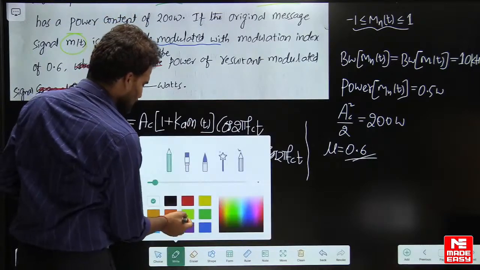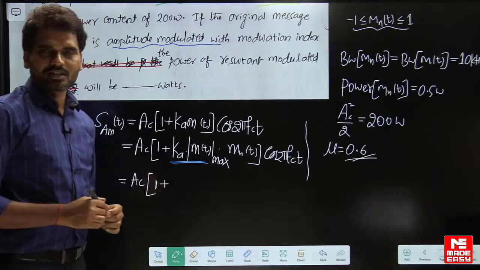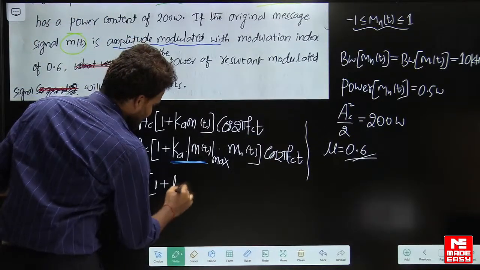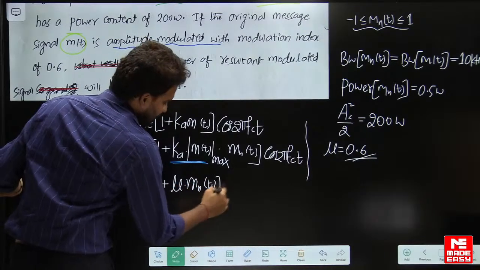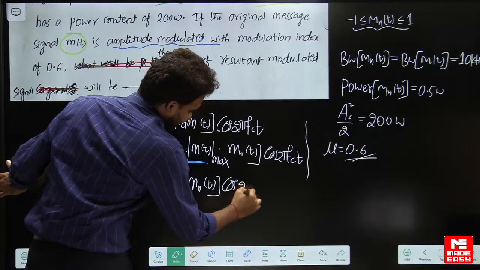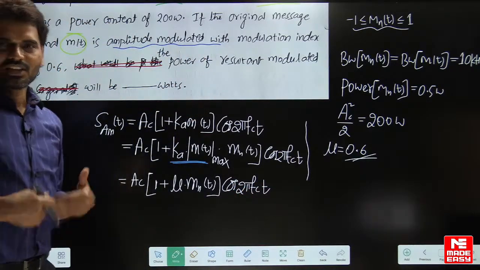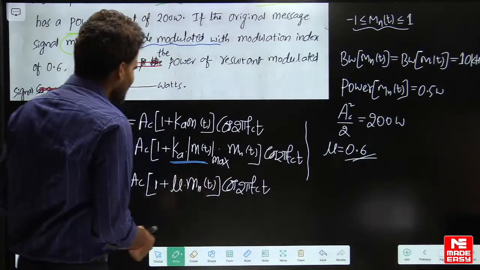Then it will be AC times 1 plus Ka into the maximum peak of MT, which is nothing but mu only. This is the general formula to find mu: Ka into the maximum peak of MT equals mu. So this is mu into MNT, cos 2 pi FCT. So in terms of the normalized message signal, the expression of the AM signal will be like this.